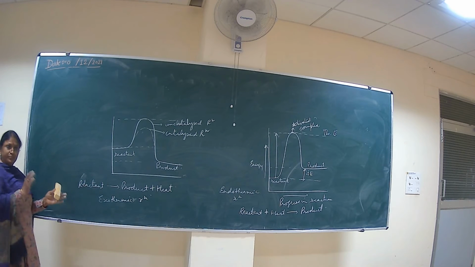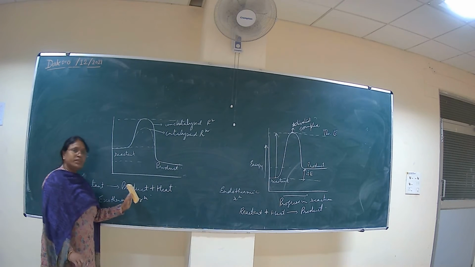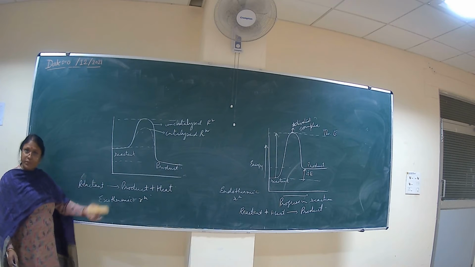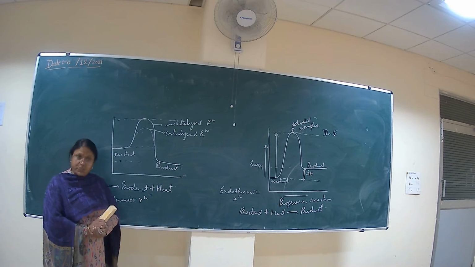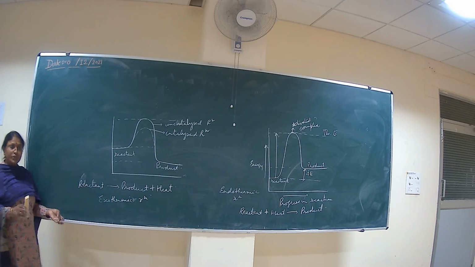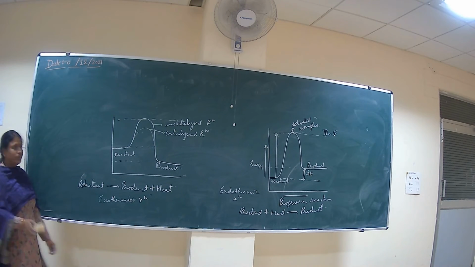Okay. So this is the graph for the exothermic reaction and for the endothermic reaction for the proceeding of the reaction and the formation of the product. So in the collision theory, यहाँ हटा लिखे हैं सब लोगों ने?